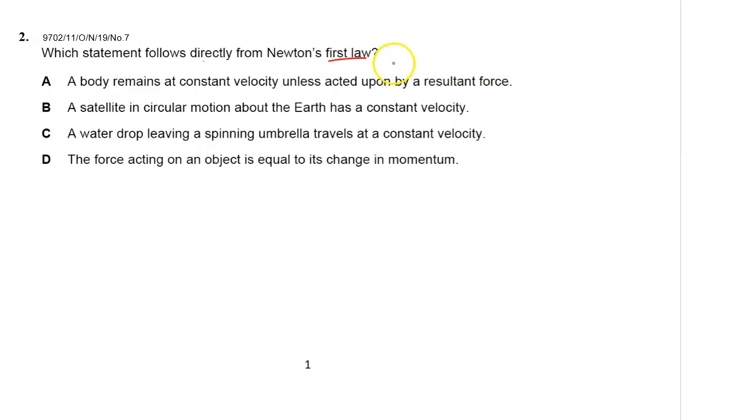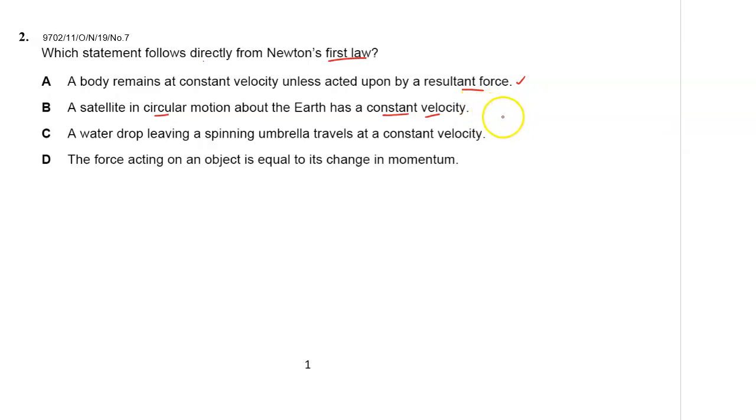That a body remains at rest or continues in constant speed in a straight line unless acted upon by an external force. So let's look at A. A body remains at constant speed unless acted upon by a resultant force. That is correct. B, a satellite in circular motion about the Earth has a constant velocity. Yeah, it has a constant speed, but is in circular motion, so it's accelerating. So if it's accelerating, then you cannot say it has got a constant velocity.